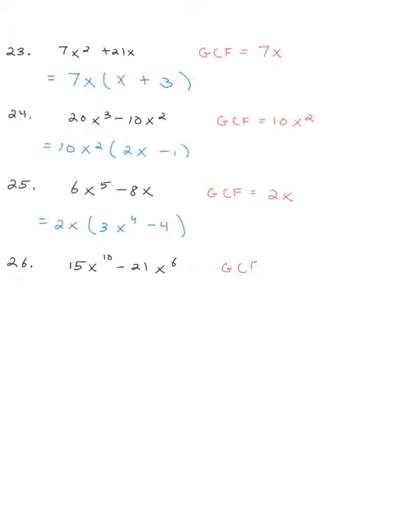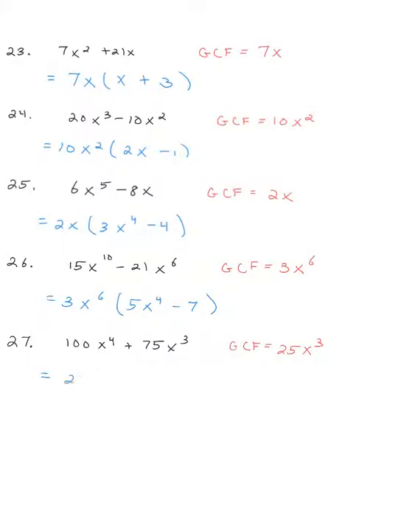All right, here the greatest common factor is going to be 3 and x to the 6th. And if I remove that, I'm left with 5x to the 4th minus 7, and that is it. Here I think the greatest common factor would have to be 25 and x cubed. So my expression, if I factor that out, there's 4x and a 3.